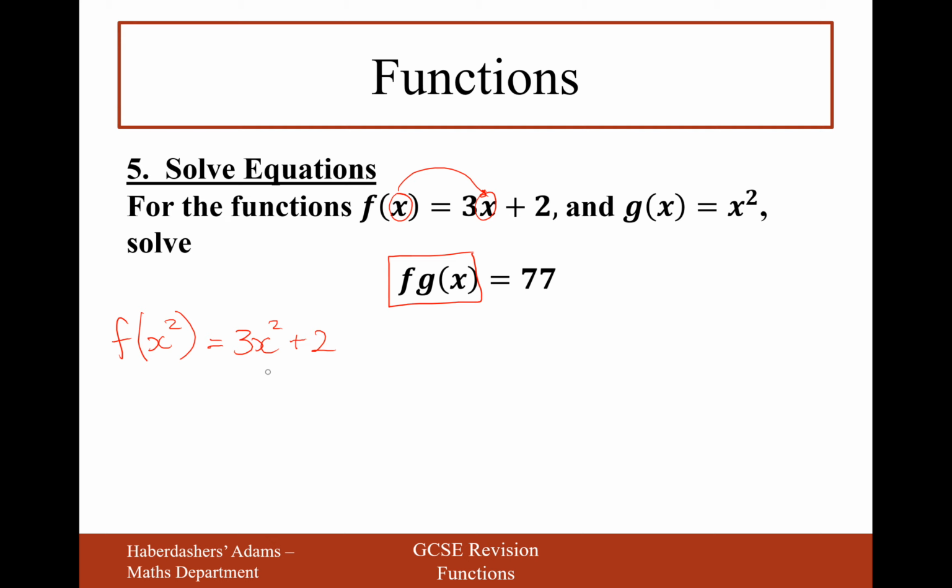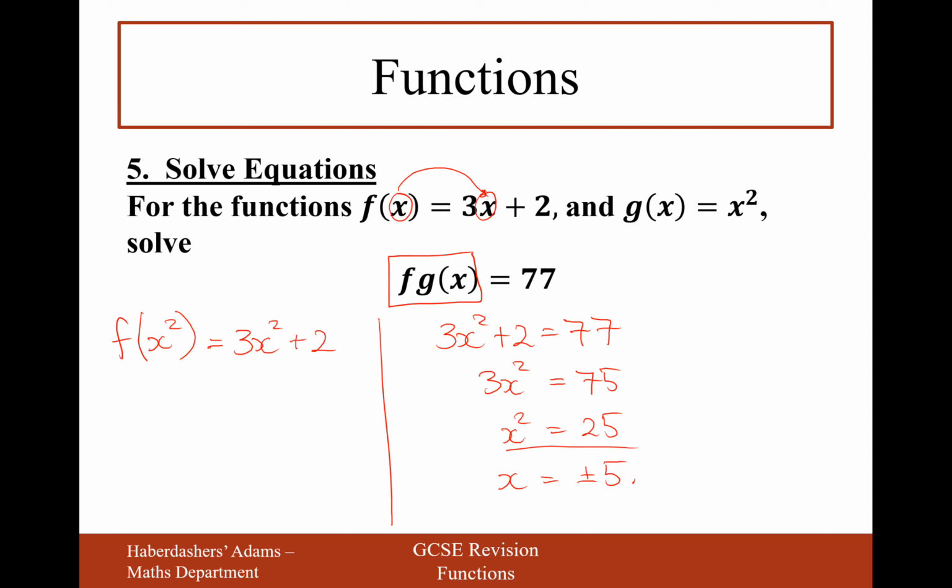So now that I've got my fg function, I can start solving this equation. 3x squared plus 2 equals 77. First thing I'll do is take away 2 from both sides, so that'll be 75. Then I will divide through by 3, so that'll be 25 now. So x equals either plus or minus 5. Remember, 5 squared gives you 25, but so does minus 5. Minus 5 squared gives you 25 as well.